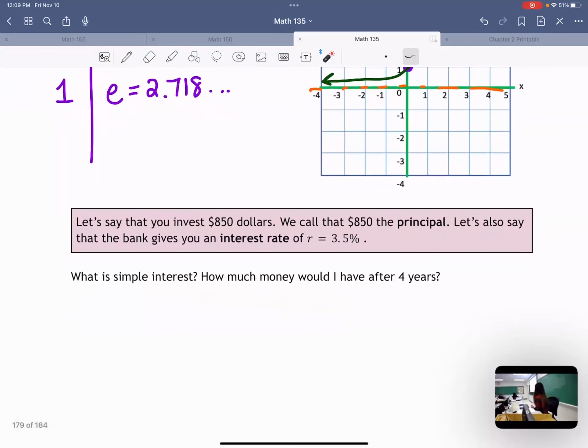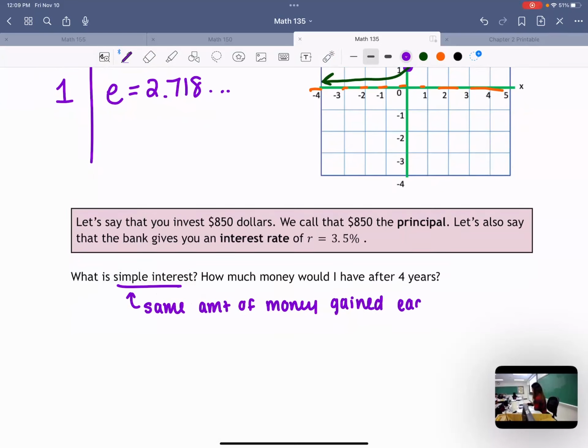Okay, now we're going to talk about 2 types of interest. The first one's kind of easy. It's called simple interest. And the second type of interest we're going to talk about is called compound interest. Let's start out with simple interest and then we'll start working our way to compound interest. Now, simple interest is simple. Basically it gives you the same amount of money every year. So simple interest, same amount of money gained each year.